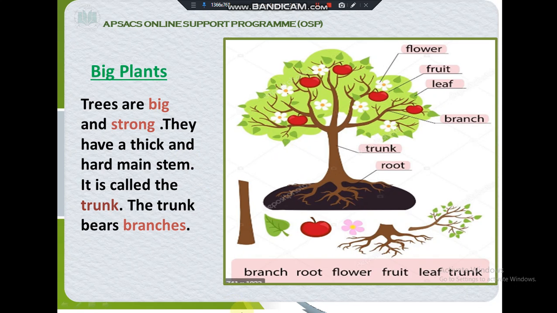So what are the details of big plants? Big trees are big and strong. They have a thick and hard main stem. It is called the trunk. As you have seen in the picture, the trunk bears branches. Is all of this clear to you all?